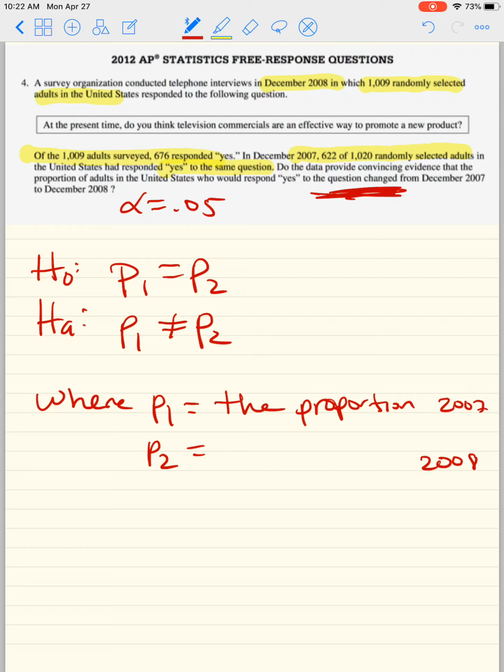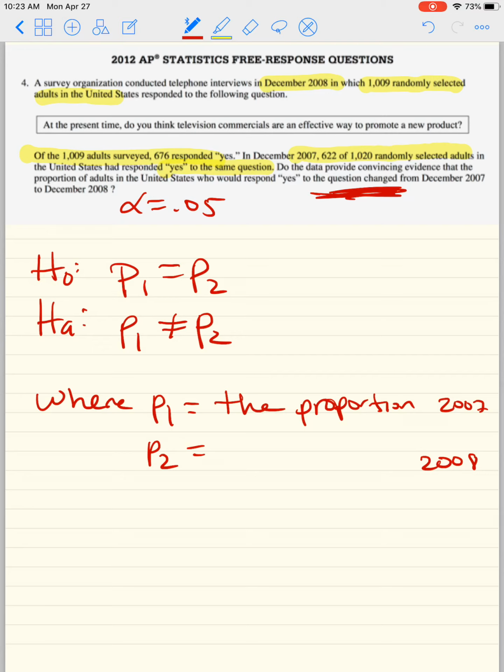So I'm just going to do that. You guys can fill this in so we can save some time. Make sure that you write perfectly the parameter of interest, where P1 is the proportion of people who responded yes in 2007, and P2 is the proportion of people who responded yes in 2008. So that's step one. Step two is our conditions.